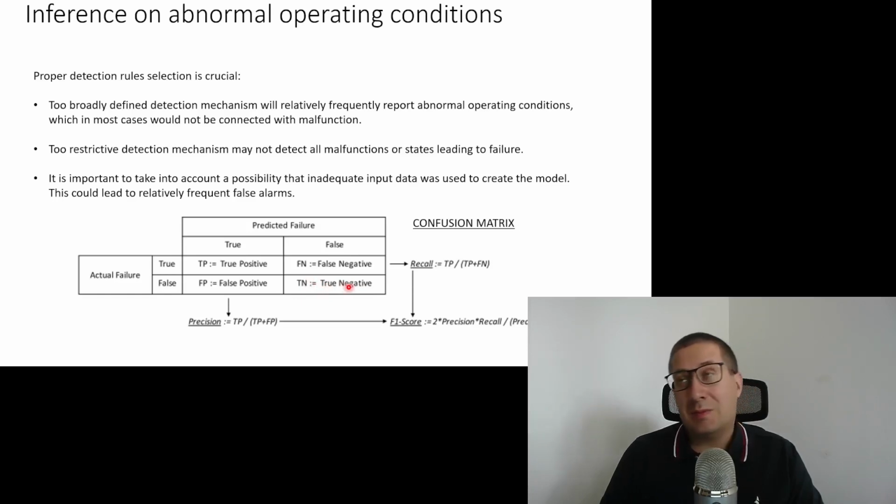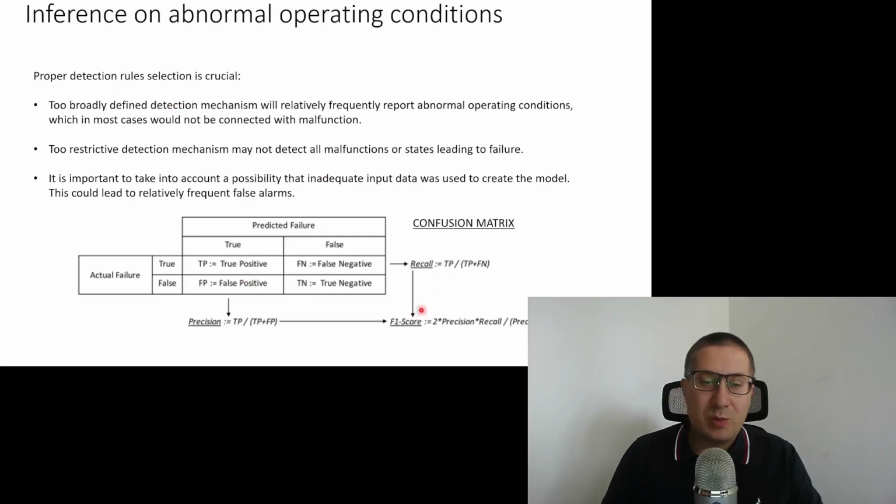But we can also have 2 types of errors, right? If there is a real failure, we can say, no, there is no risk of a failure. This is a false negative, right? On the other hand, there might be no failure in reality, but we can say, hey, take a look, there is a very high risk of a failure, and this is a false positive. I mentioned false positives while discussing this too broadly defined detection mechanism.